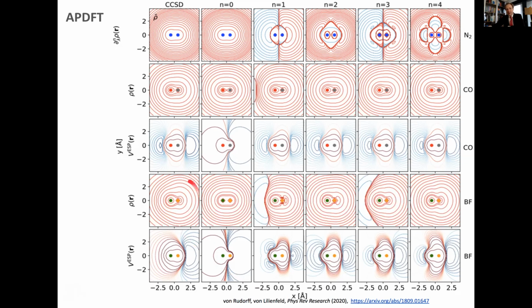Here's the true electron density of BF. And you can tell the difference to the second order, right? By visual inspection, it looks different. But if you compare it to the fourth order, you cannot tell the difference again.